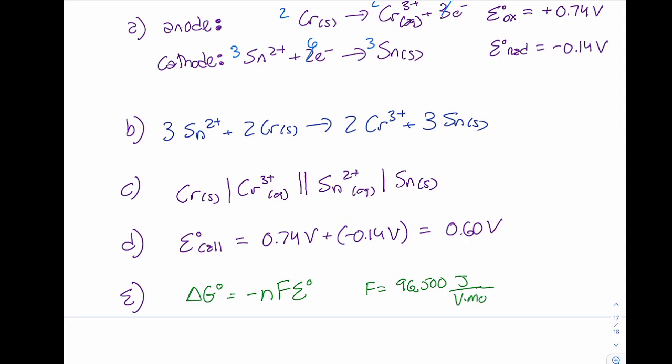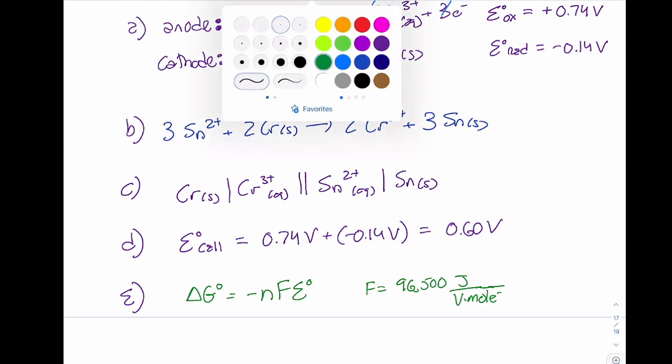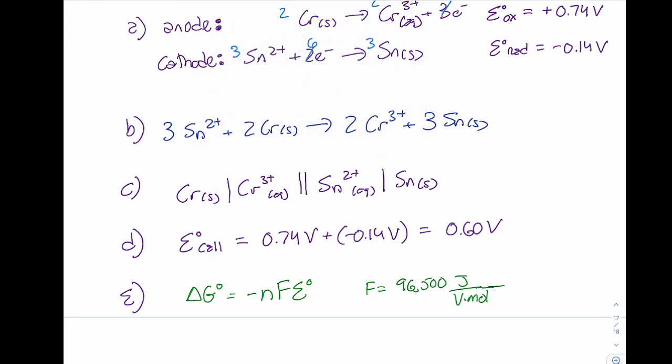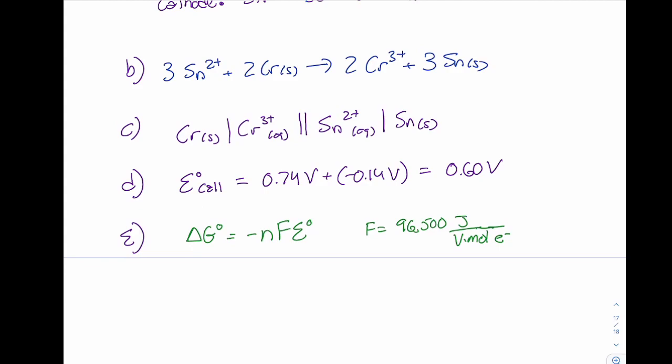Times moles of electrons, sorry. I know that that looks like mole with a little negative sign. It's actually mol, M-O-L, which is the abbreviation for mole, and then a space, and then moles of electrons. Sorry, that looks so weird. So we can just plug everything in. We have everything we need already.